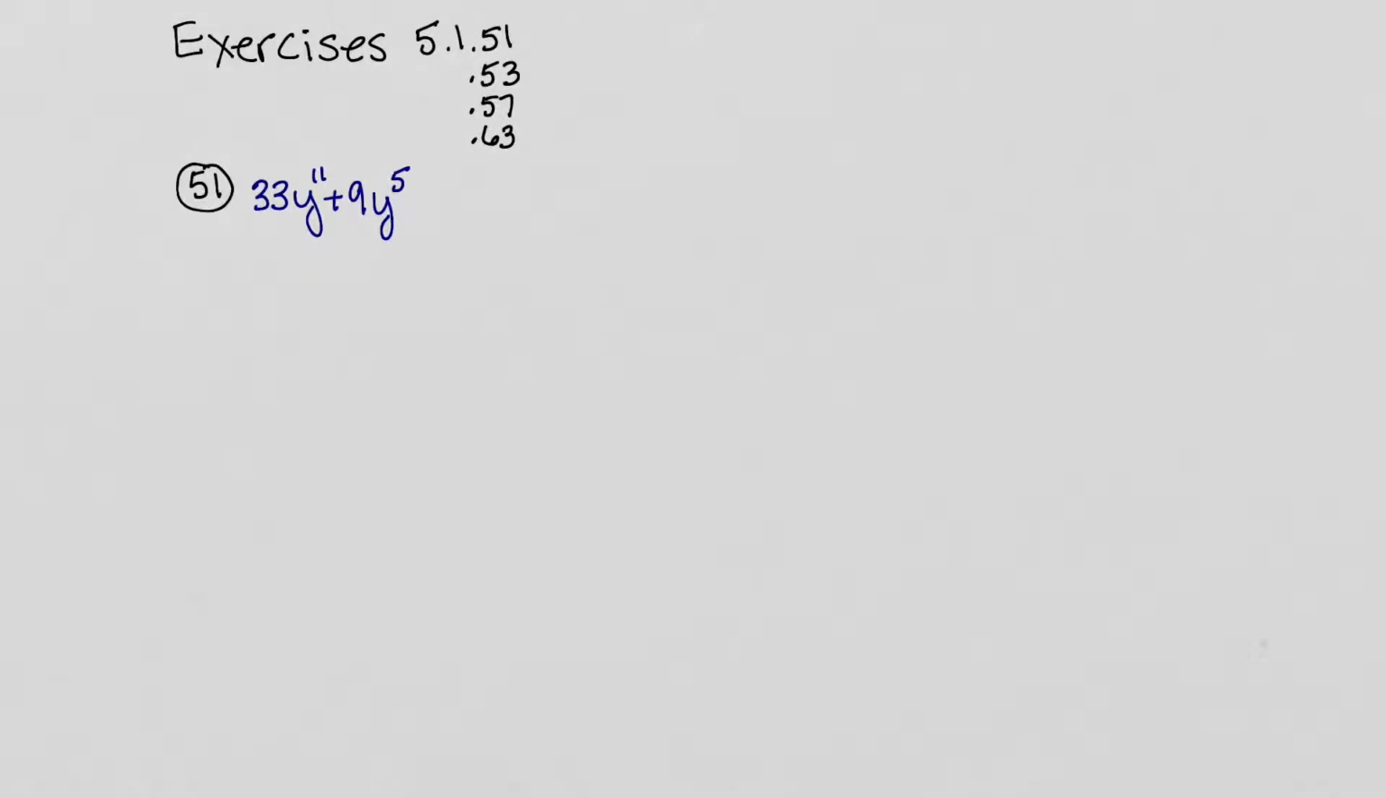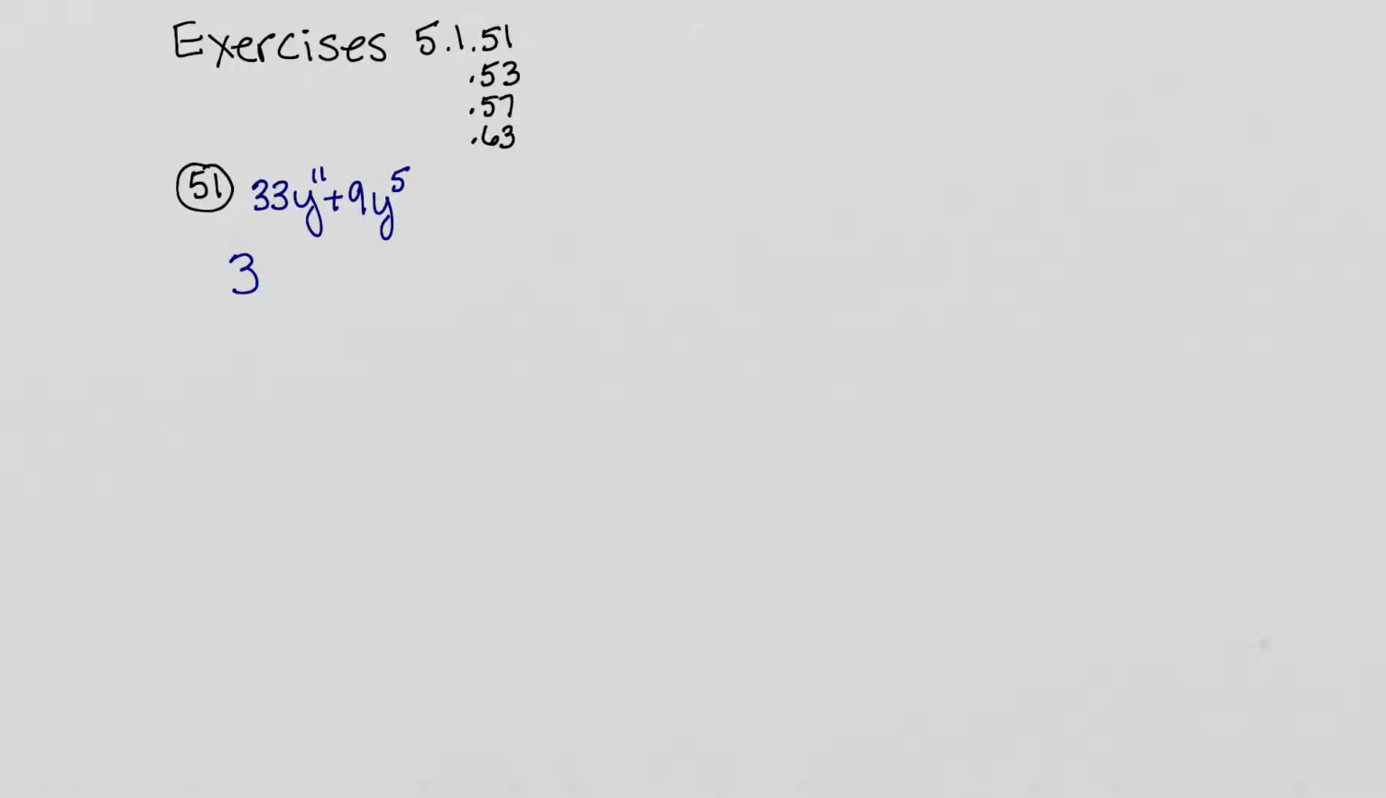In problem number 51, we are asked to factor this binomial, this two-term expression, and to do so, let's look to see what's common. So first of all, between the 33 and the 9, there's a 3 common, so we're going to factor out the 3, right? 3 is the largest number that divides into 33 and 9. So let's factor out that 3, so we'll take a 3 out.